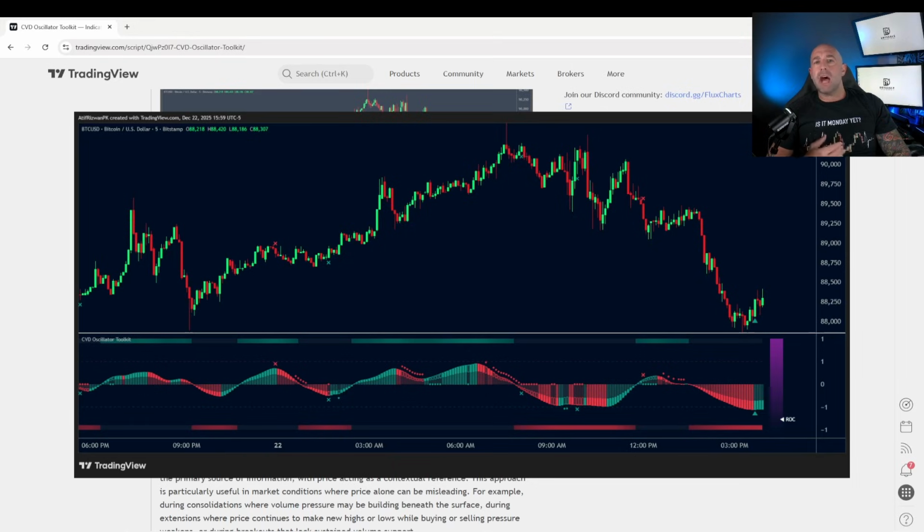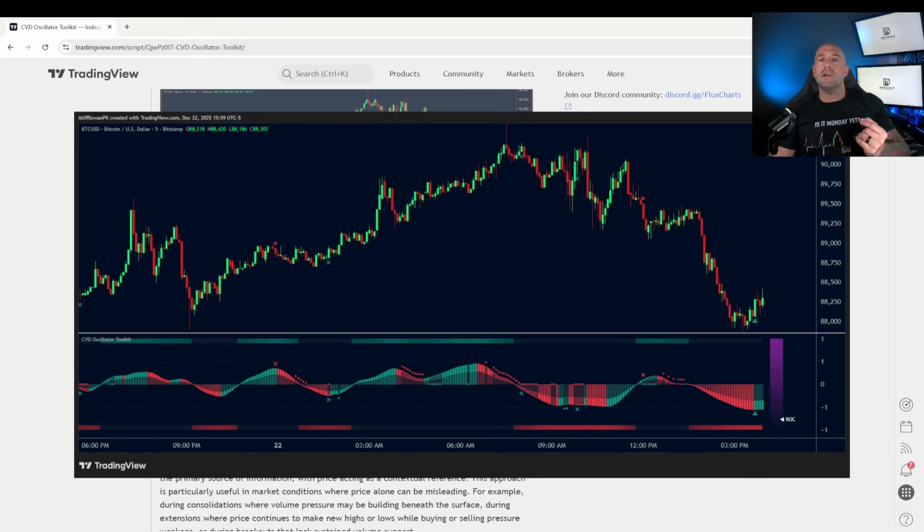When buy dominant volume exceeds sell dominant volume, the CVD rises. When sell dominant volume exceeds buy dominant volume, the CVD falls. Because TradingView does not provide true bid-ask volume data, the indicator infers participation, so buyer versus seller activity, using price behavior within each bar. Each candle is evaluated to determine directional intent.